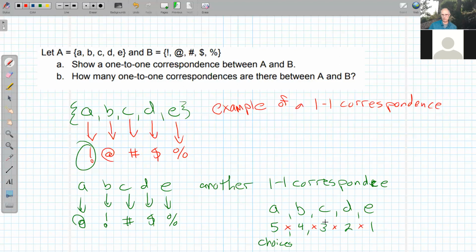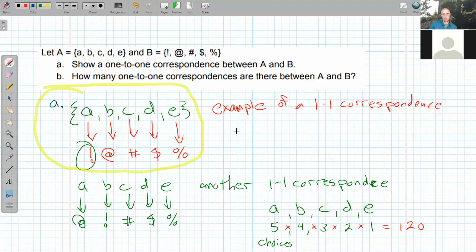So what does that give us? 5 times 2 is 10. 4 times 3 is 12. 10 times 12 is, there should be 120 different one-to-one correspondences. I'm going to write that where I have some space. So this would be my answer for part A, like right there.